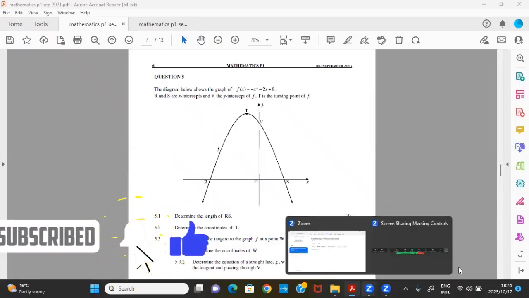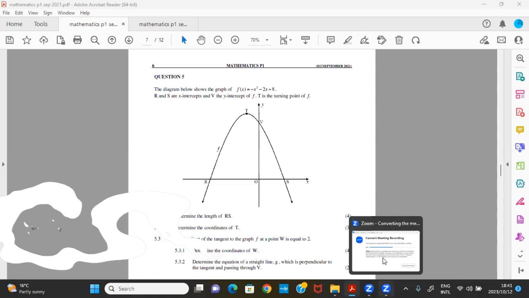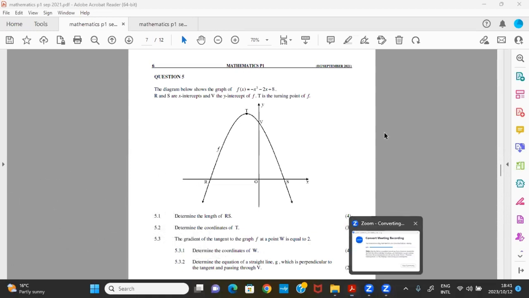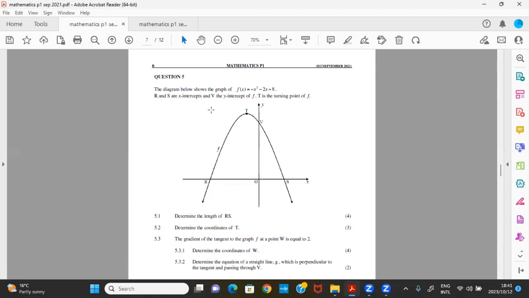Question 5. Let me see this. Okay. What does question 5 say? So they are saying the diagram below shows the graph of f of x equals minus x squared minus 2x plus 8. So we have a quadratic function there.